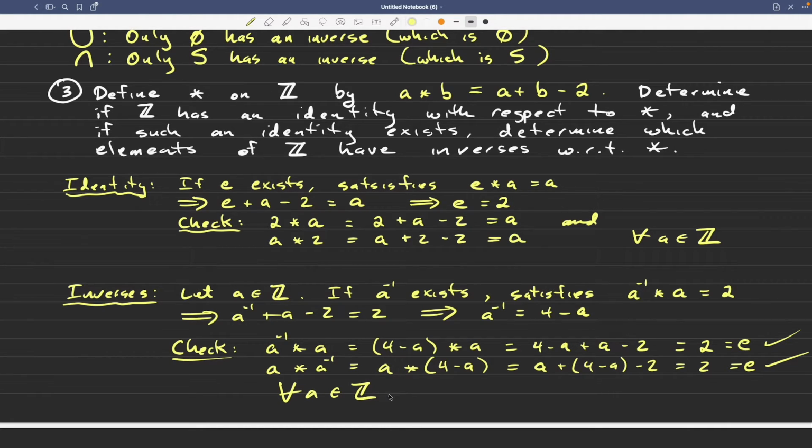So that's kind of a cool example. It makes you think a little bit more abstractly about what your identity is. I didn't know that the identity just had to be like 0, or 1. I get it. You can have situations where the identity is something weird like 2. Kind of nifty.